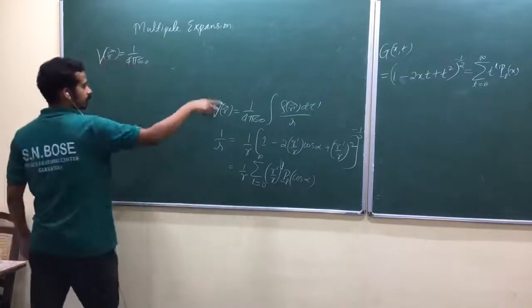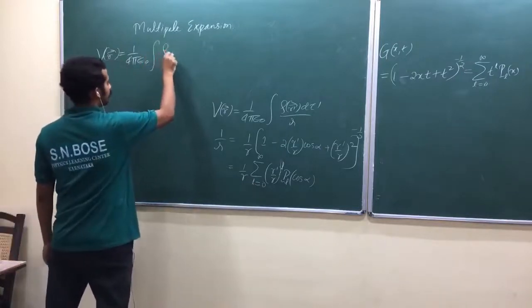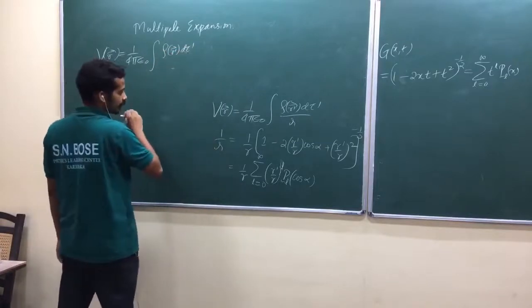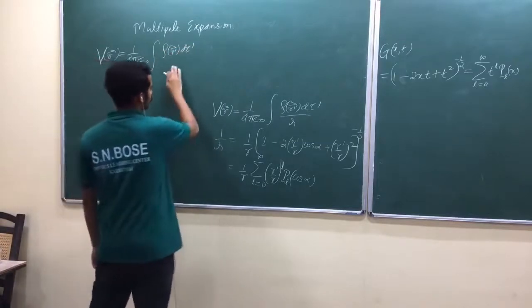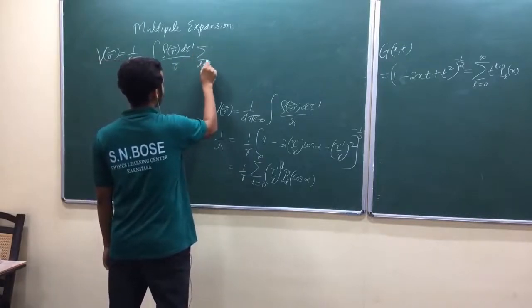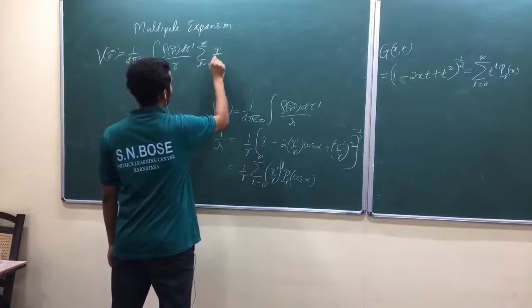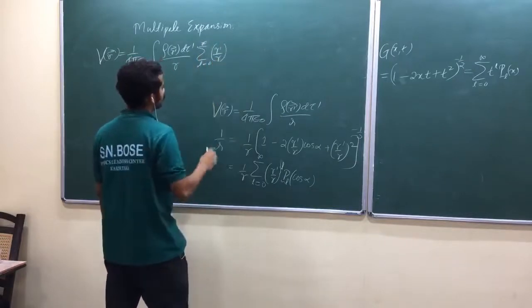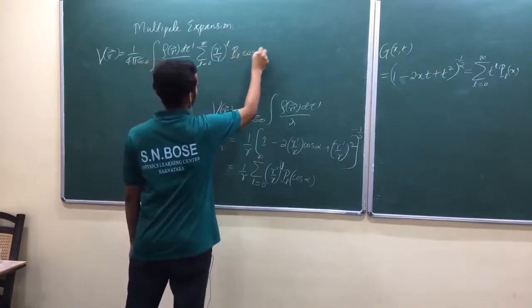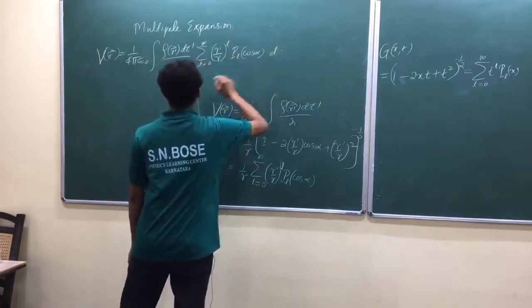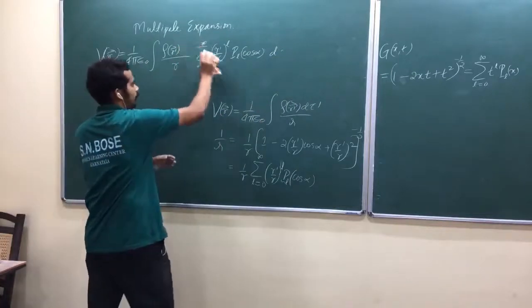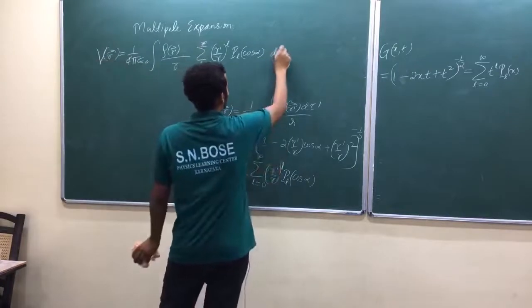If I substitute that, 1 by R integral of rho of R prime d tau prime, multiplied with 1 by R, summation over L equal to 0 to infinity, R prime divided by R whole power L, PL of cos alpha, d tau prime. I have to write the d tau prime outside because otherwise we can't fill that integral. Am I right?